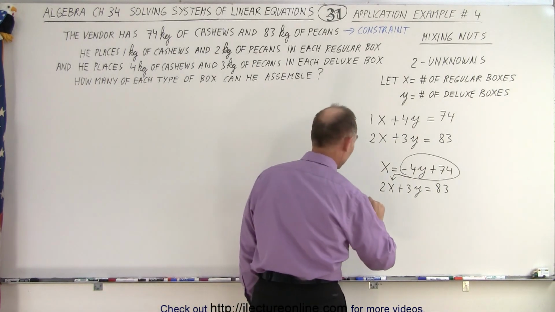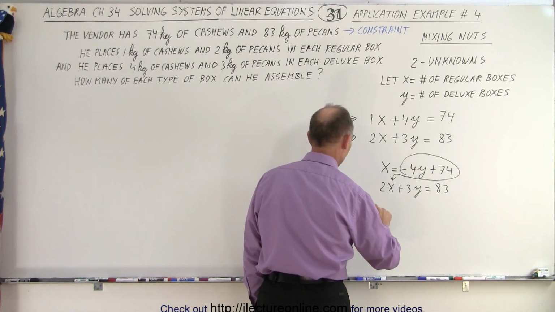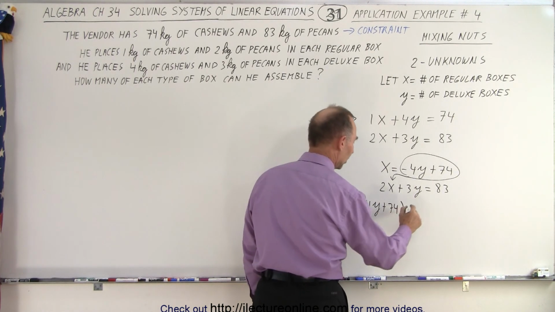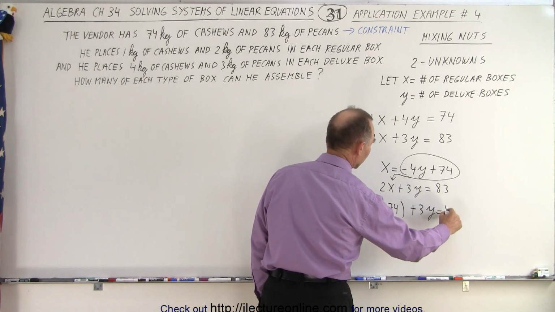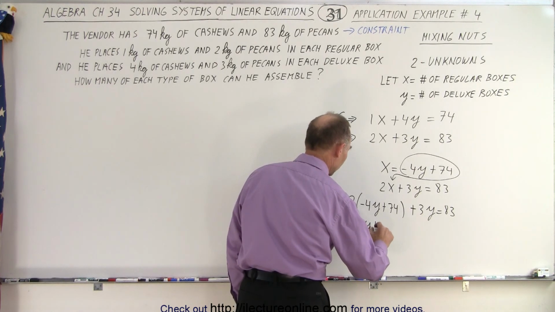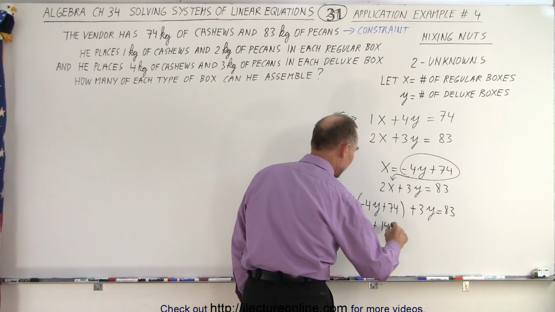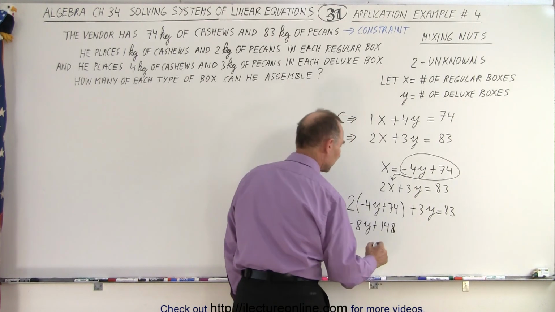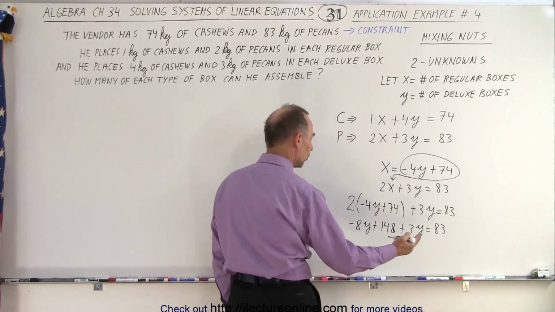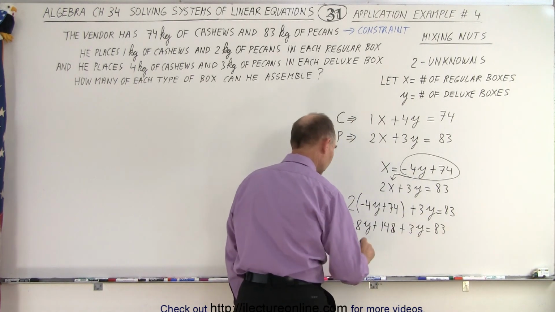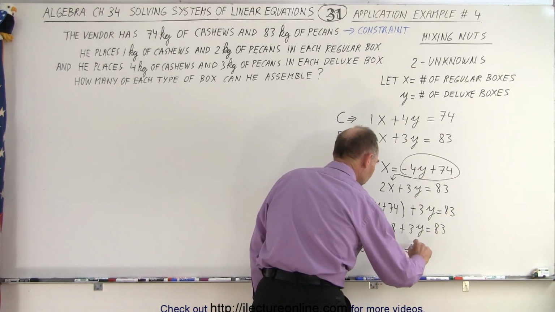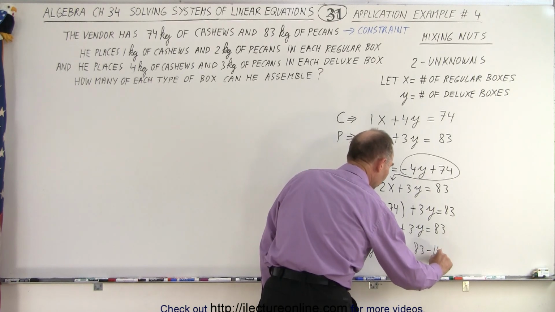So when we do that, we get the following. We get 2 times minus 4y plus 74, so that's 2 times x, and x is equal to this, plus 3 times y is equal to 83. Getting rid of the parentheses, we get minus 8y plus twice 74, that would be 148, plus 3y is equal to 83. Now let's move all the y's over to one side, all the numbers to the other side. So minus 8y plus 3y is equal to 83 minus 148.